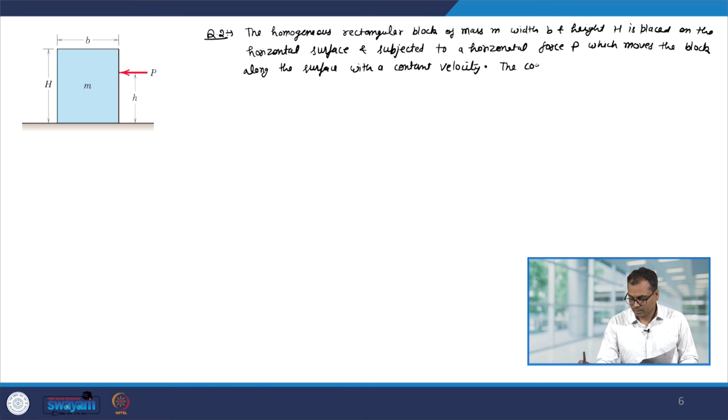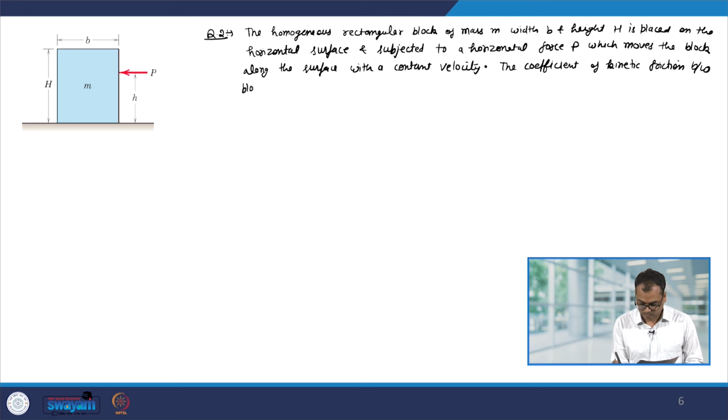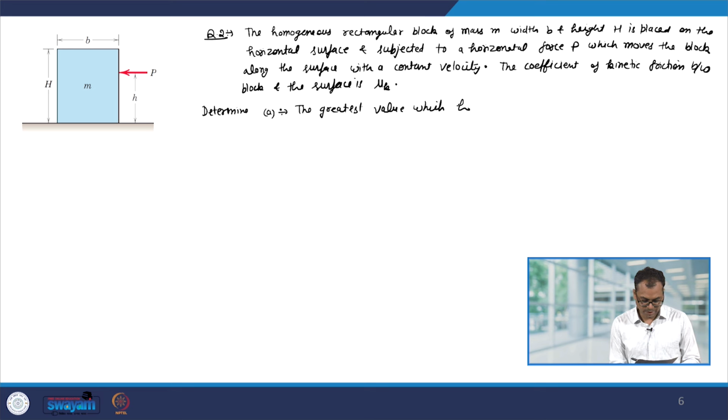It is given that the coefficient of kinetic friction between the block and the surface is mu k, and we are asked to determine A, the greatest value which H may have so that the block will slide without tipping over.